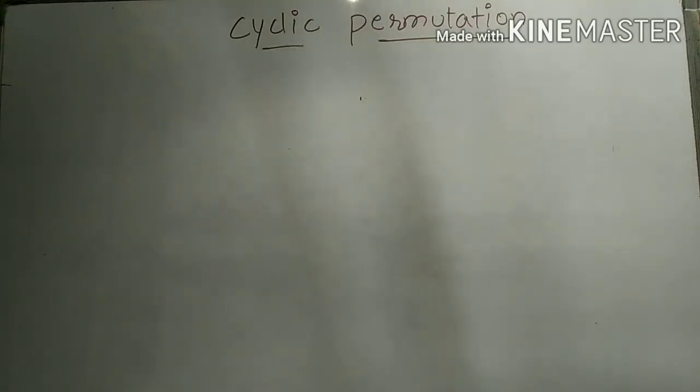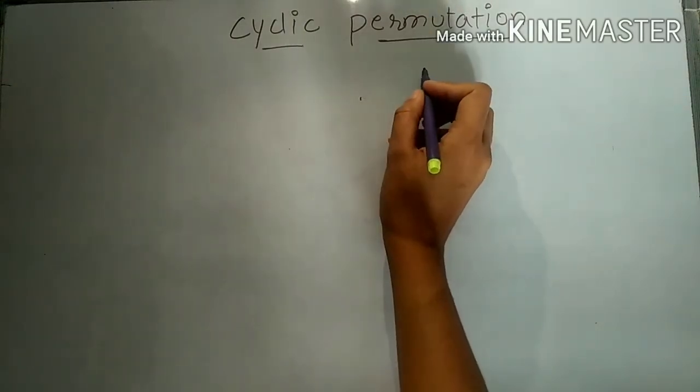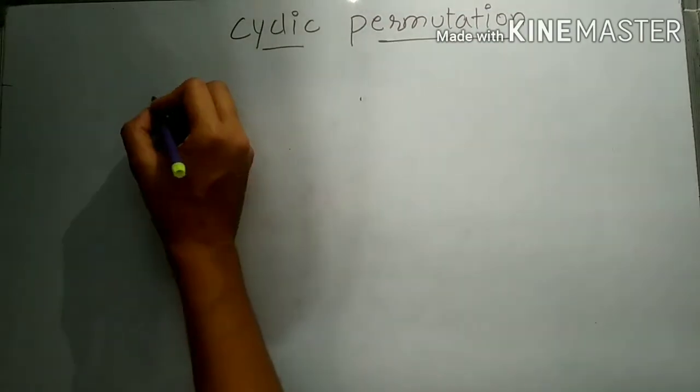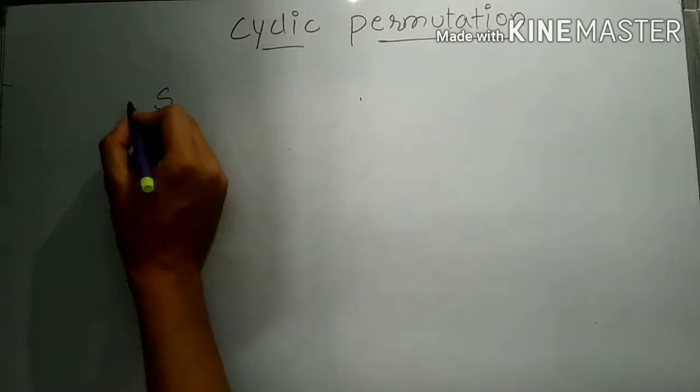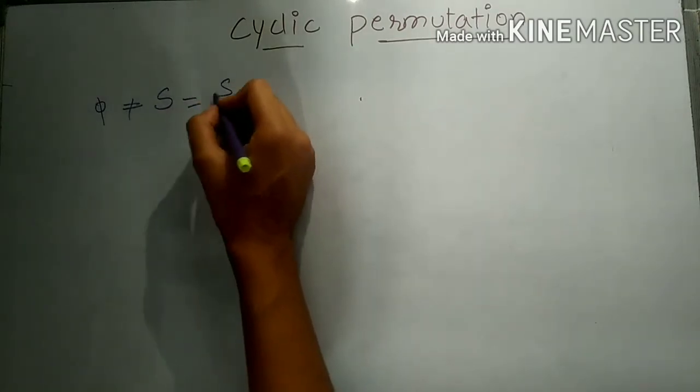In the last video we studied the multiplication of any two permutations. In this video we will study cyclic permutation. So what is cyclic permutation? Let's understand it. Suppose we have a non-empty set S with n elements.